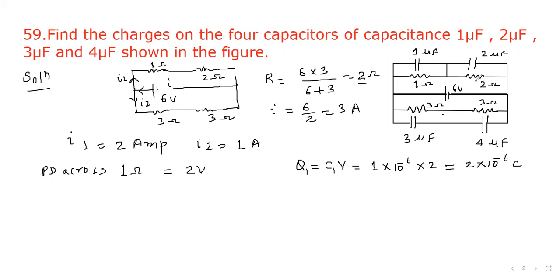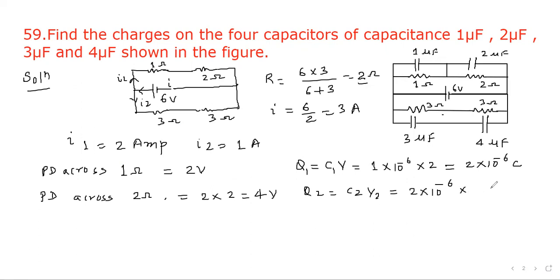Now, PD across this 2 ohm resistor will be 2 into 2, because 2 ampere current flows through this wire. So 2 into 2, that is 4 volt. Now, charge in this capacitor, say Q2, is C2 into V2. So C2 is 2 into 10 to the power minus 6 into V2, which is 4 volt. So that will be equal to 8 into 10 to the power minus 6 coulomb.